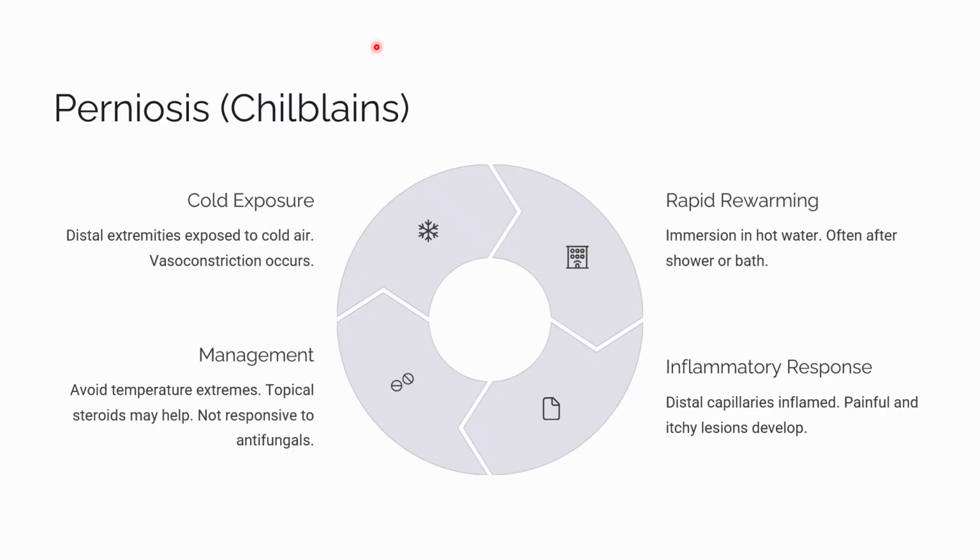Perniosis. Perniosis is chilblain. When the distal extremity is exposed to cold air, vasoconstriction happens. And when it is immersed immediately in hot water, often due to a shower or a bath, the distal capillaries become inflamed. They become painful and itchy. Lesions develop. This is what leads to perniosis or chilblains.